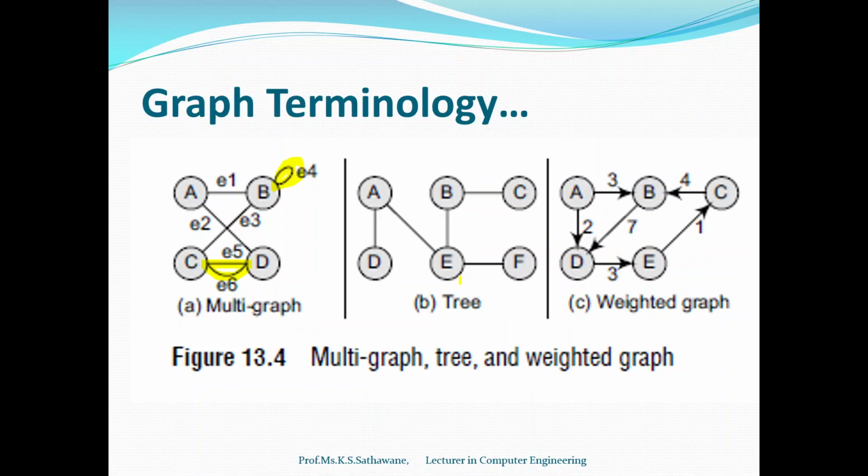Now here is a tree. Tree means what? A graph without any loop is called a tree. So if you can see, there is no loop in this graph, so it can be called a tree. So this is a multigraph where multiple edges exist as well as a loop. In a tree, no loop exists, and in a weighted graph, some sort of value is given to every edge, means the cost to traverse that edge. For example, if you want to traverse from A to B, it will cost 3 units. Whatever the unit is, it is fixed. If you want to traverse from C to B, then it will cost you 4 units, like that.